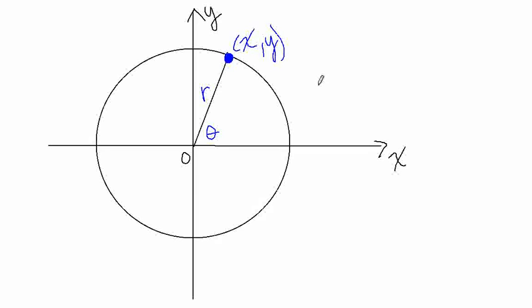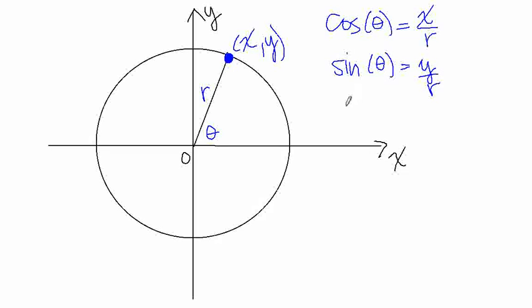Okay, now here's the coordinate definition of the sine, cosine, and tangent functions. The cosine of theta, as drawn in the picture, is equal to x over r. The sine of theta, for theta as drawn in the picture, is equal to y over r. The tangent of theta, for theta as drawn in the picture, is equal to y over x.